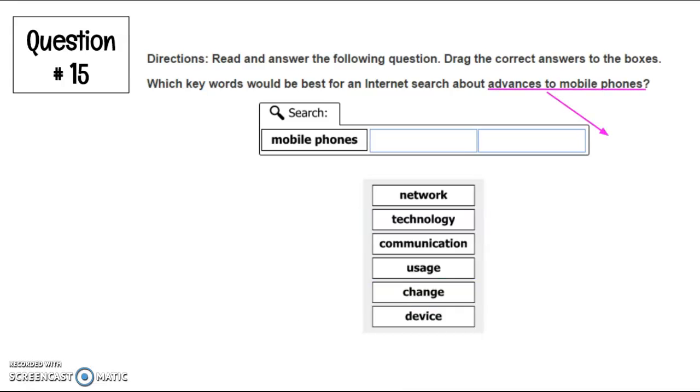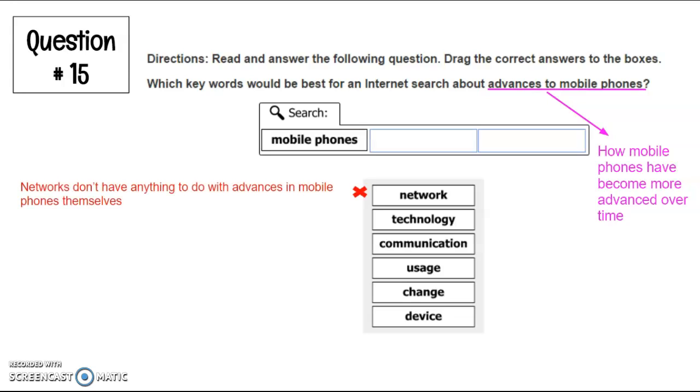Okay, advances to mobile phones. So we want to look at how mobile phones have become more advanced over time. So network doesn't really work because networks themselves, like AT&T's network or Verizon or whatever, don't have anything to do with advances in the mobile phones themselves, like how flip phones became iPhones and how iPhones have gotten more advanced. So networks don't really have anything to do with that.